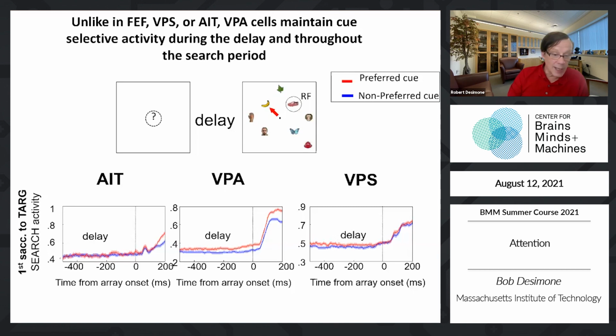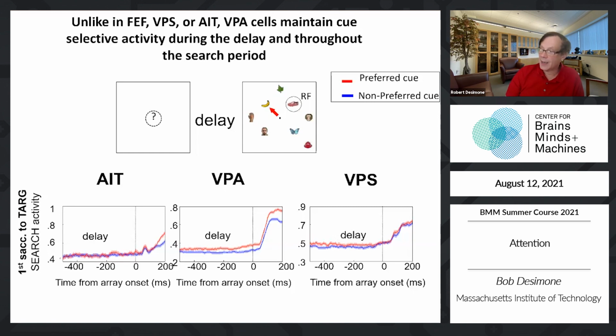But in VPA, there's a lot going on. During the delay activity, the activity is higher if the animal is seeing the preferred stimulus for those cells compared to the non-preferred. And when the array comes on at time 0, you can see the response to the array goes up higher if the animal's seeing a preferred cue than a non-preferred cue. So even at the start of the array response, the cells are showing higher firing rates if the animal's looking for the stimulus that happens to be their preferred stimulus. They're primed to find that stimulus.